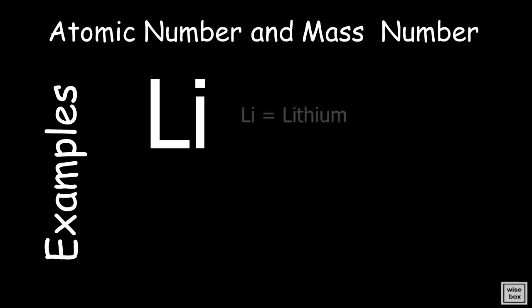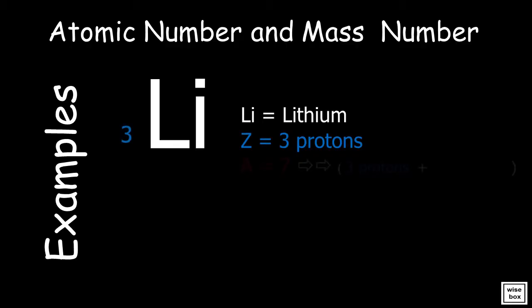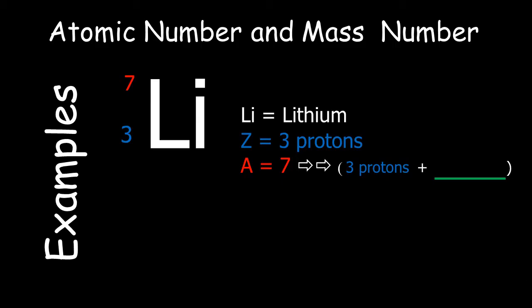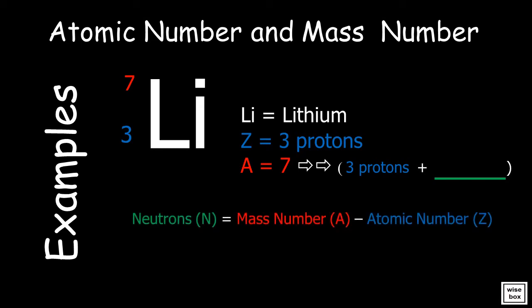Next is the element lithium, with atomic number 3 and mass number of 7. What do you think is the number of neutrons? The derived formula would be: the number of neutrons is equal to the mass number minus the atomic number, or N is equal to A minus Z. That would be 7 minus 3 is equal to 4.